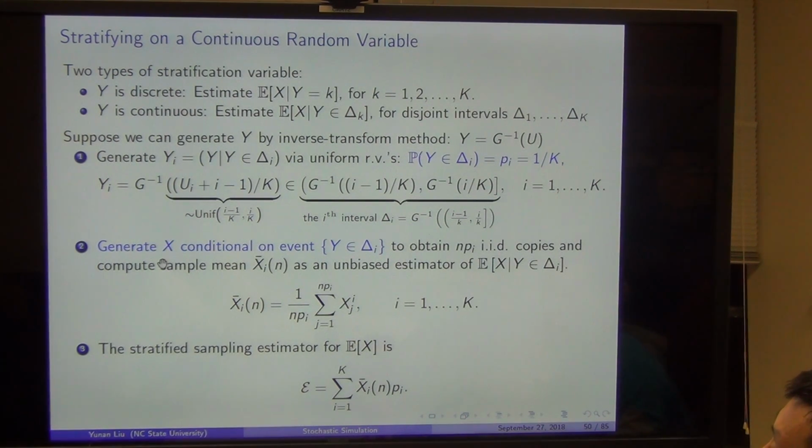Step 2 involves the generation of x conditional on the event y falls into the ith interval, and you allocate n pi many copies if you wish to do PSS, the proportional stratified sampling, and you compute the sample mean, which is the unbiased estimator of the expectation given y falls into the interval delta i. Then the stratified sampling estimator would be the aggregate version, which is the same as before. The only difference here is that you have to discretize the continuous domain. I will have an example later to illustrate this.